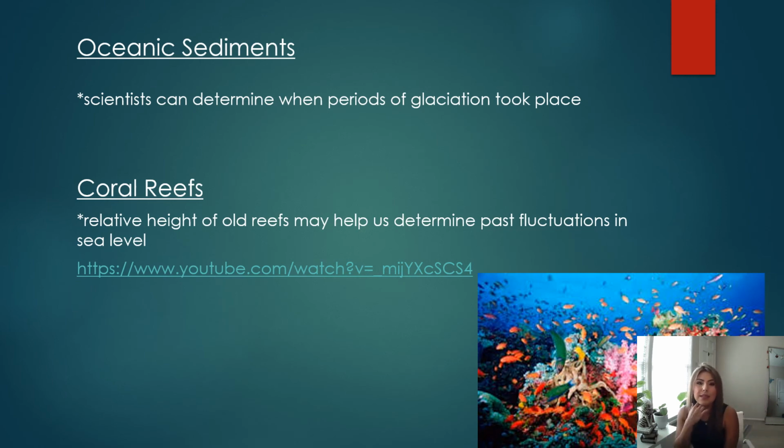Oceanic sediments. Scientists can determine when periods of glaciation took place. If there were periods of glaciation, then we can say it was much colder back then. Oceanic floor sediments provide a record of the changing oxygen isotope ratio in seawater. Common marine microorganisms excrete shells or exoskeletons, and the remains of these organisms build layer upon layer in the ocean. By looking at these layers, scientists can determine when periods of glaciation took place.